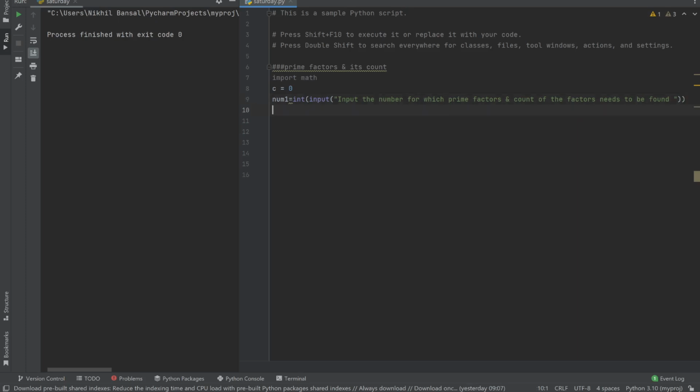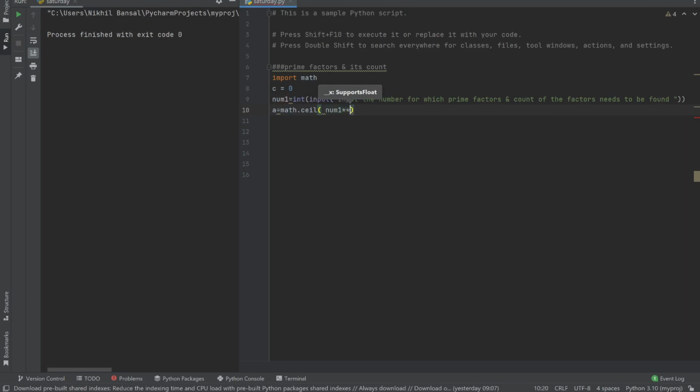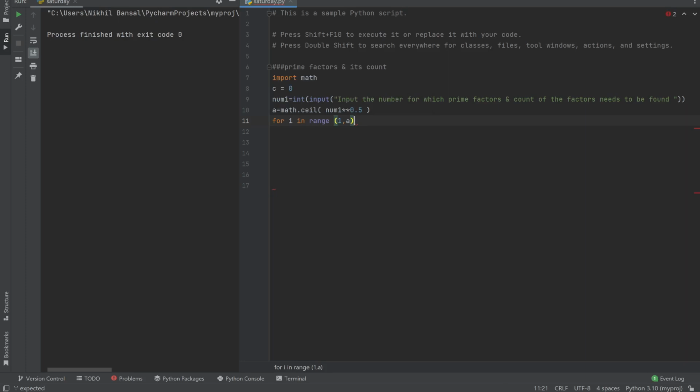Now what I need to do next is the loop that we were talking about. But before the loop, we need to find out to which limit I need to go with the loop. For that I will use math.ceil, and this will be the square root, as I discussed in the theoretical part of it. Num1 asterisk 0.5. So this will be the ceiling. Now I will try to run the loop. The loop will run for i in range 1 to A. Correct. I hope it's okay. A is the square root of our input value.